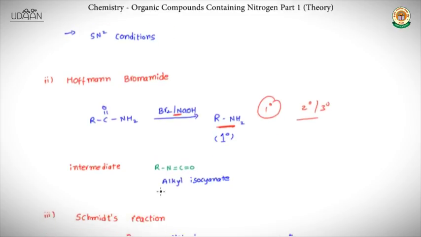Also, one more important thing is that the intermediate in this reaction is alkyl isocyanate, which is R-N=C=O, as you can see from here.